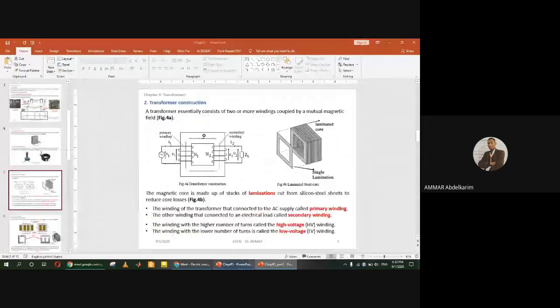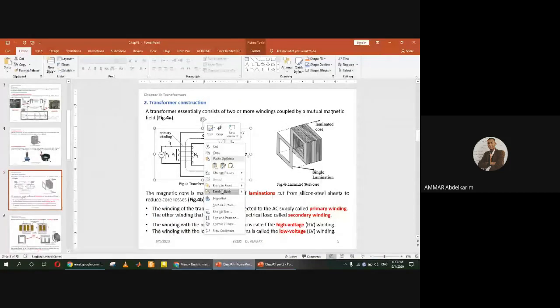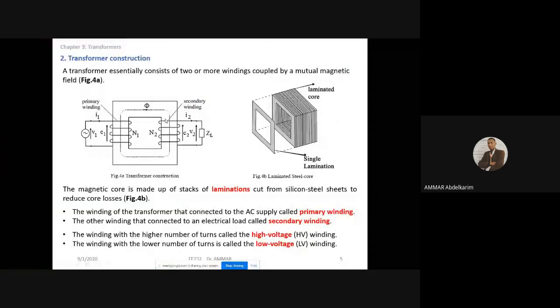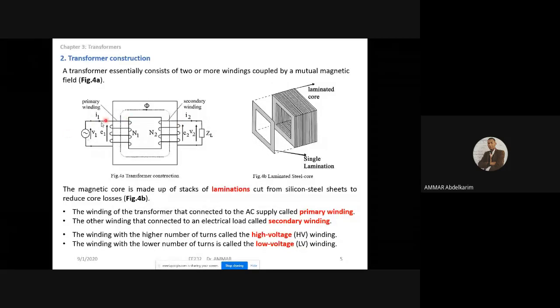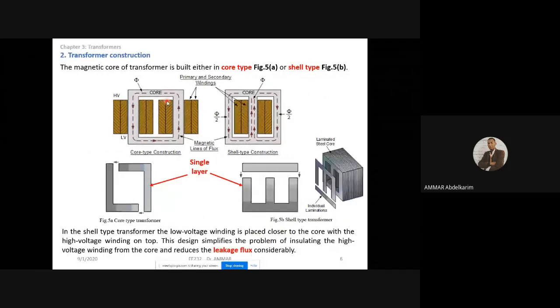Okay, so we call this a core type transformer according to the shape of this core, and we see this is the primary winding and this is the secondary winding. So here you are seeing a cross section of the transformer. This is the primary winding and this is the secondary winding. We call this a core type, and you see here the sheets of the core type, how they are made.